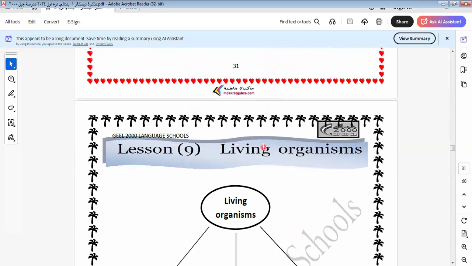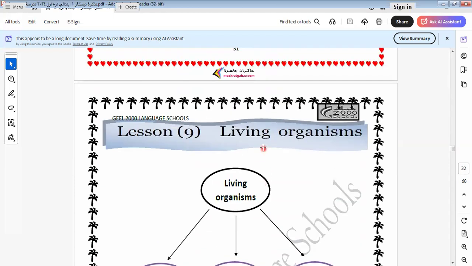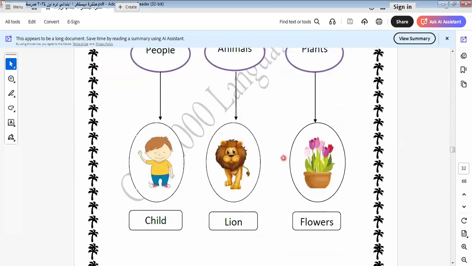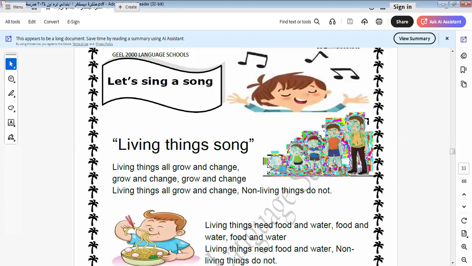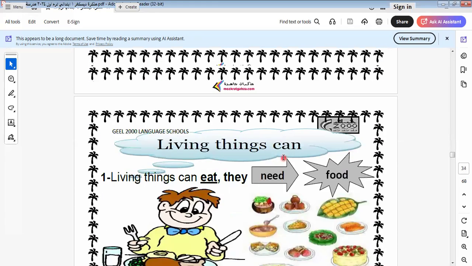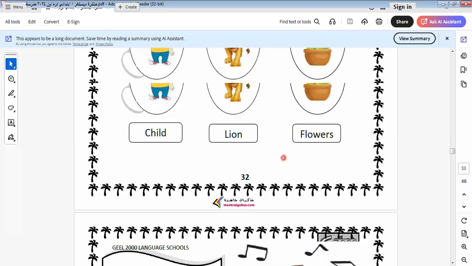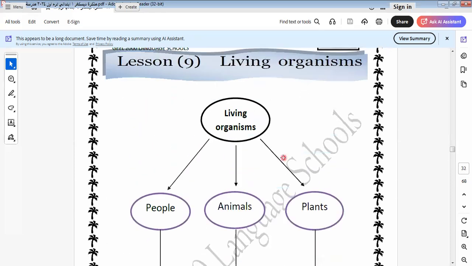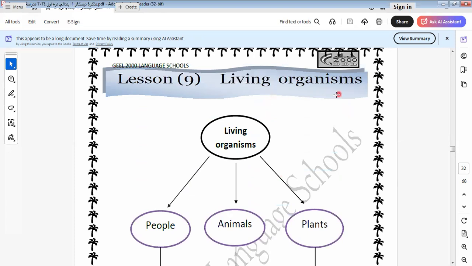Okay. Let's go to another item in this unit. It will be about living organisms. I think this lesson is very long. I explain a bit of this lesson, then next class I will continue the rest. Here we talk about living organisms.